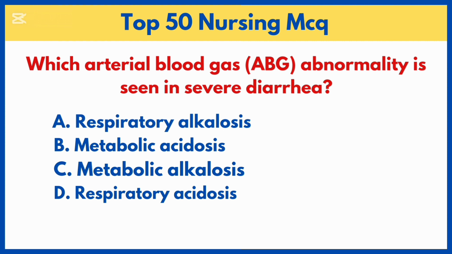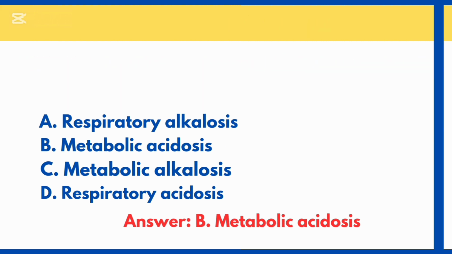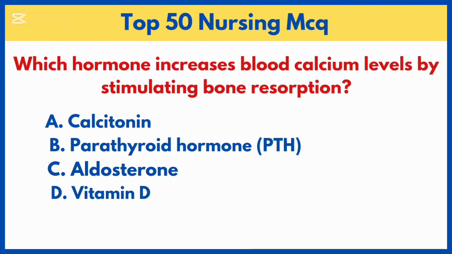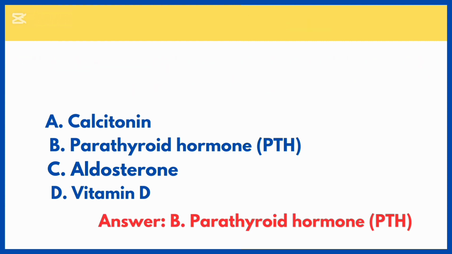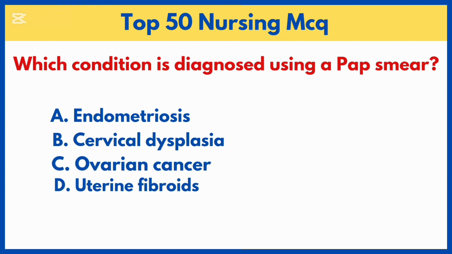Which arterial blood gas abnormality is seen in severe diarrhea? Correct answer is option B. Metabolic acidosis. Which hormone increases blood calcium levels by stimulating bone resorption? Correct answer is option B. Parathyroid hormone.